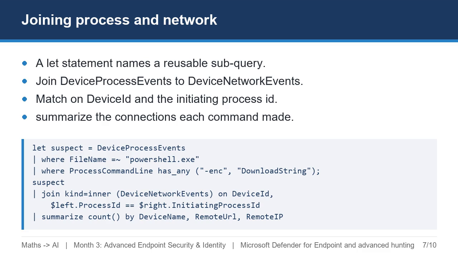Now the powerful move, correlation. A let statement names a reusable subquery, here, suspicious PowerShell with encoded commands or download cradles. Then we join that to DeviceNetworkEvents. We match on the device ID and on the process identity, because the network table records the initiating process that opened each connection. Finally, we summarize how many connections each command line made, to which URLs and IPs. In one query, we've tied a suspicious process to its command and control traffic.